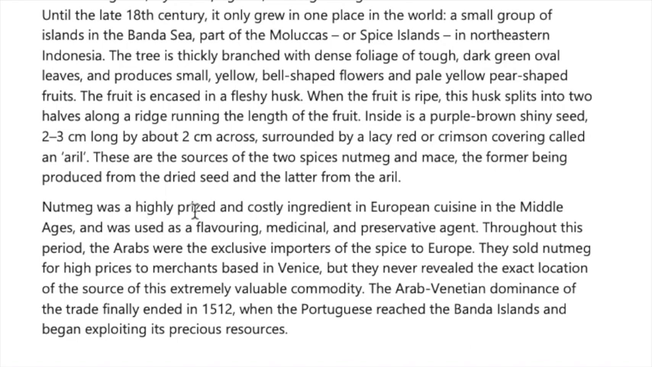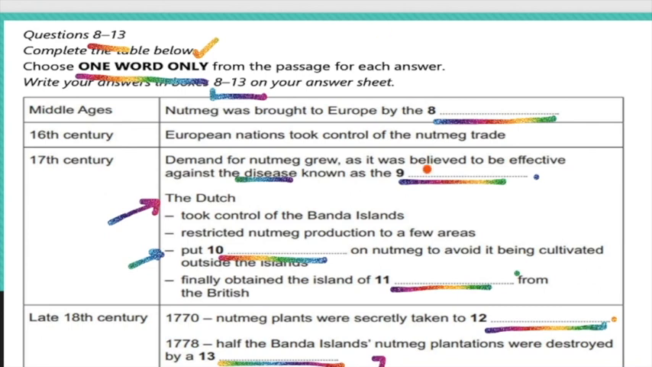Nutmeg was a highly prized and costly ingredient in European cuisine in the Middle Ages. Throughout this period, the Arabs were the exclusive importers of the spice to Europe. That means it was Arabs who brought this spice to Europe. So the answer for this is Arabs. Then we have to move on to the 17th century.